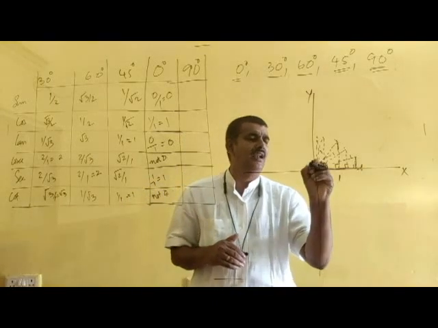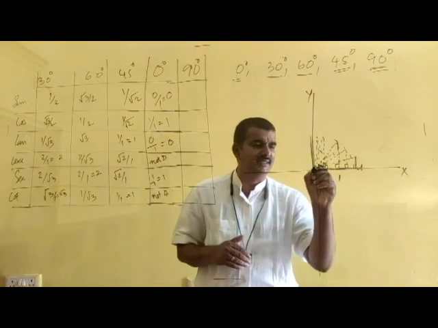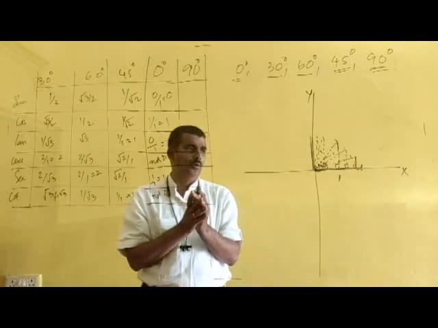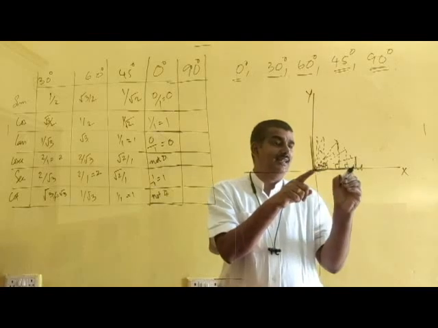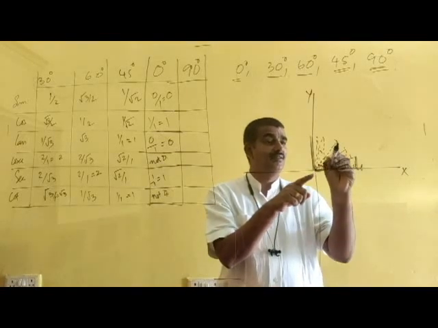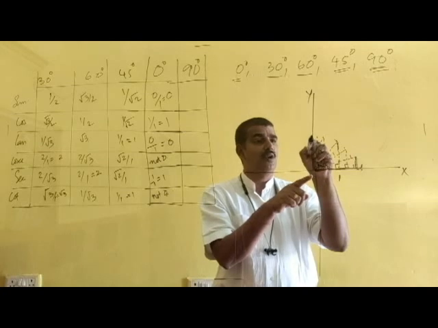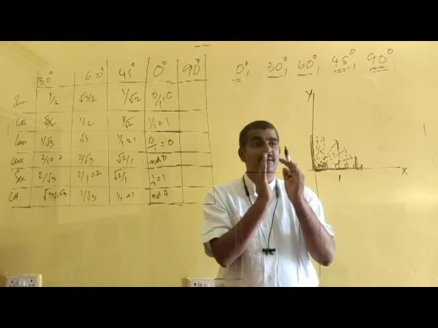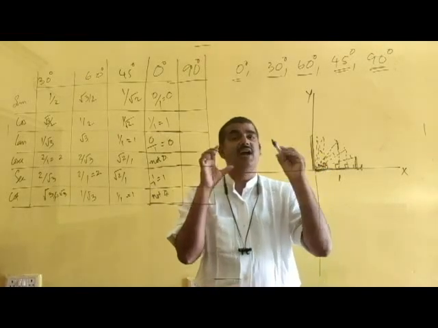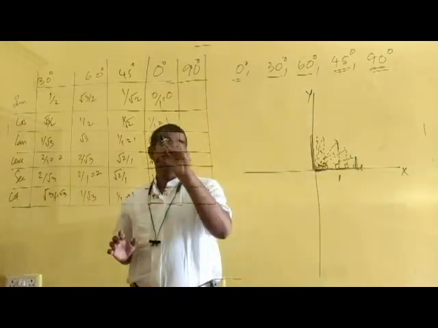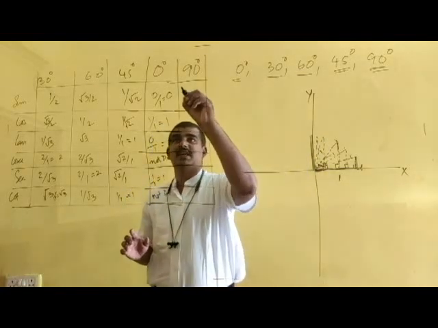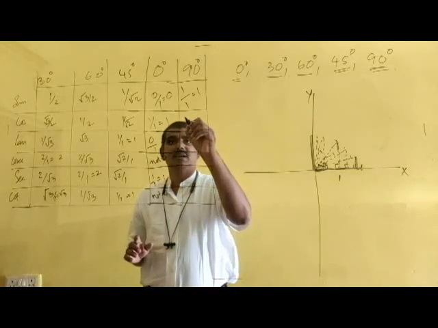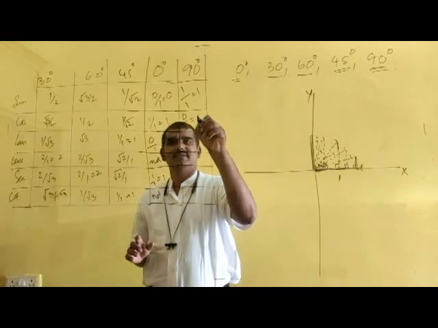90 degree means the line will coincide with the y-axis. So this adjacent side is 0. And the opposite side, see, this is increasing and reaching up to the y-axis and coinciding with the y-axis. So this will become equal to the hypotenuse. So the opposite side will become the maximum, that is 1 by 1, equal to 1. Adjacent side will become 0, that is 0 by 1, that is 0.